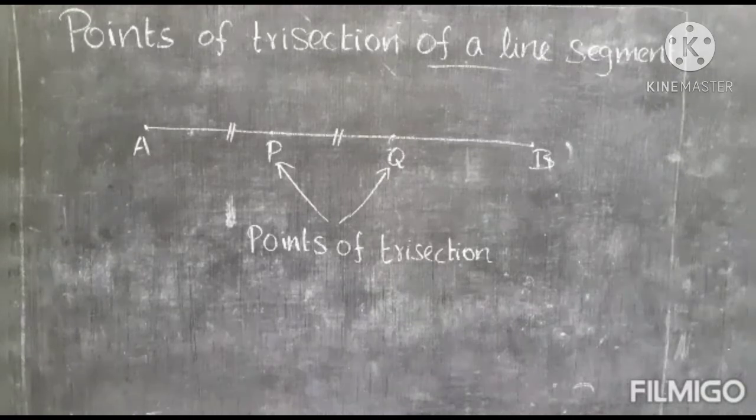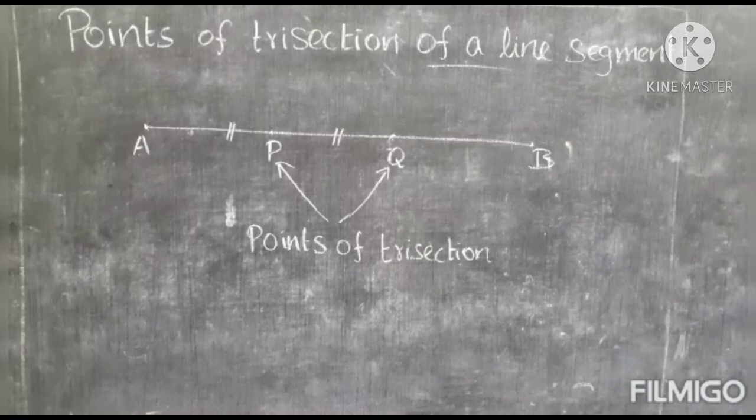But here we are going to learn about trisection, that is, 2 points divide a line into 3 equal parts. If the points P and Q divide a line AB into 3 equal parts, then the points P and Q are called points of trisection. Now we are going to learn the formula for points of trisection.